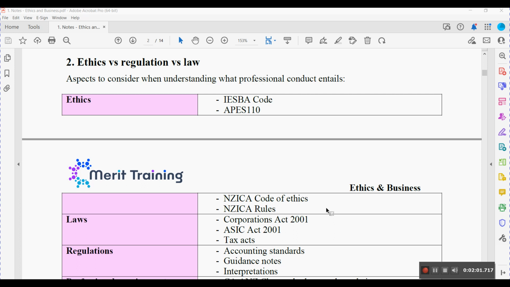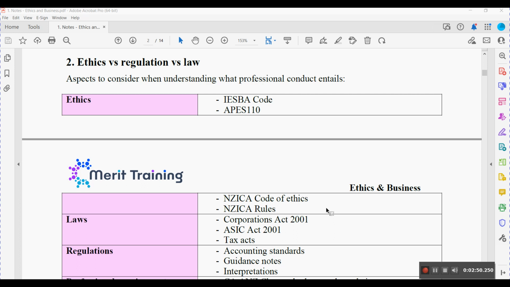APES 110 is the next one. This is essentially a code of ethics specifically for professional accountants in Australia. It's issued by the Accounting Professional and Ethical Standards Board, APESB, which is an independent body that sets ethical standards and related guidance for professional accountants in Australia. Ultimately, APES 110 is based on the International Code of Ethics we talked about a moment ago, the IESBA. So it's taking that framework and applying it to the local market, creating a custom local set of rules based on the international framework. Very similar to how AASB is the local adaptation of IFRS globally.